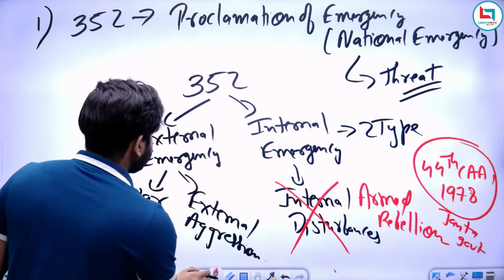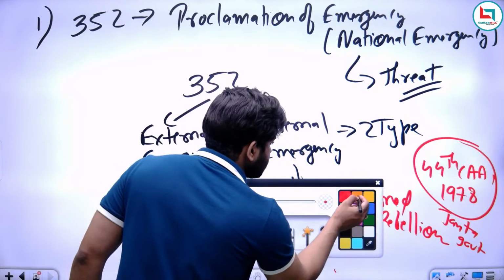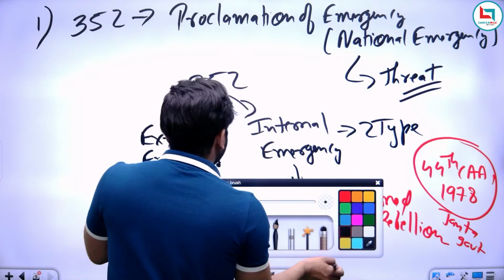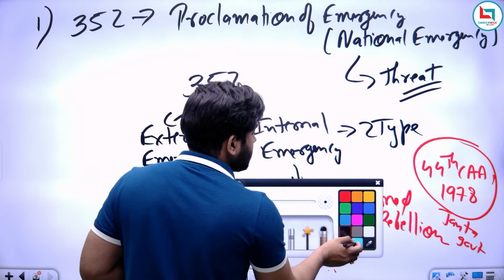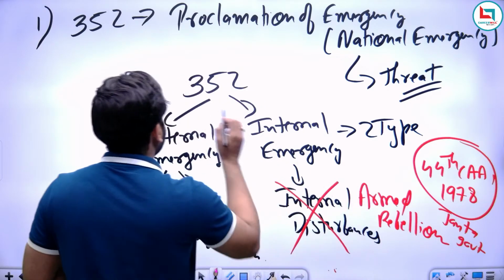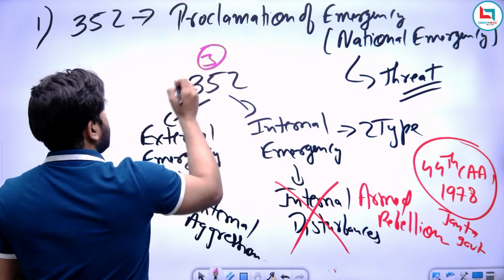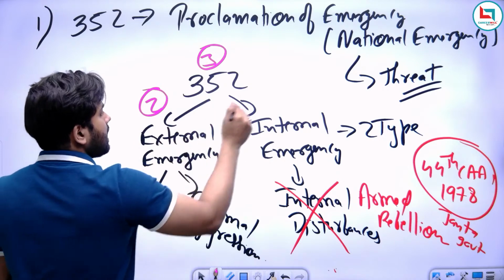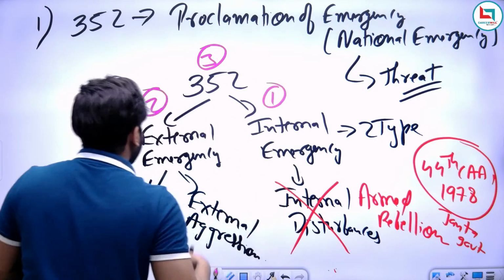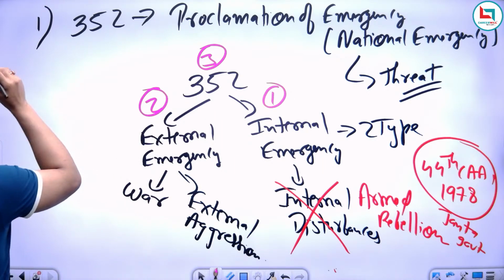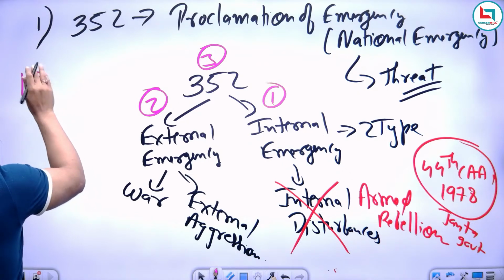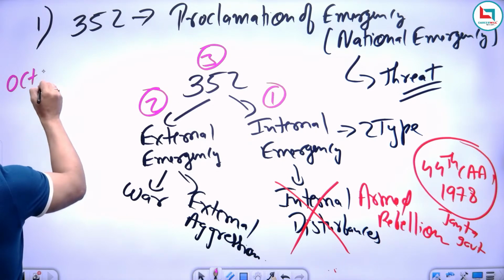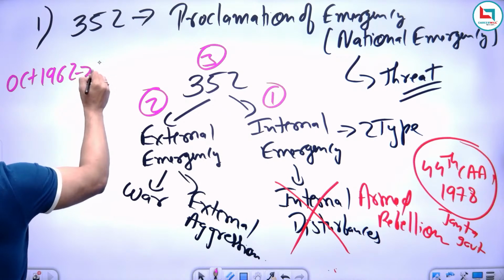One more thing, many times a student asks this question: how many times has national emergency been imposed? National emergency has been imposed 3 times: 2 times and once. See, for the first time national emergency was imposed in October 1962, because of Chinese aggression.